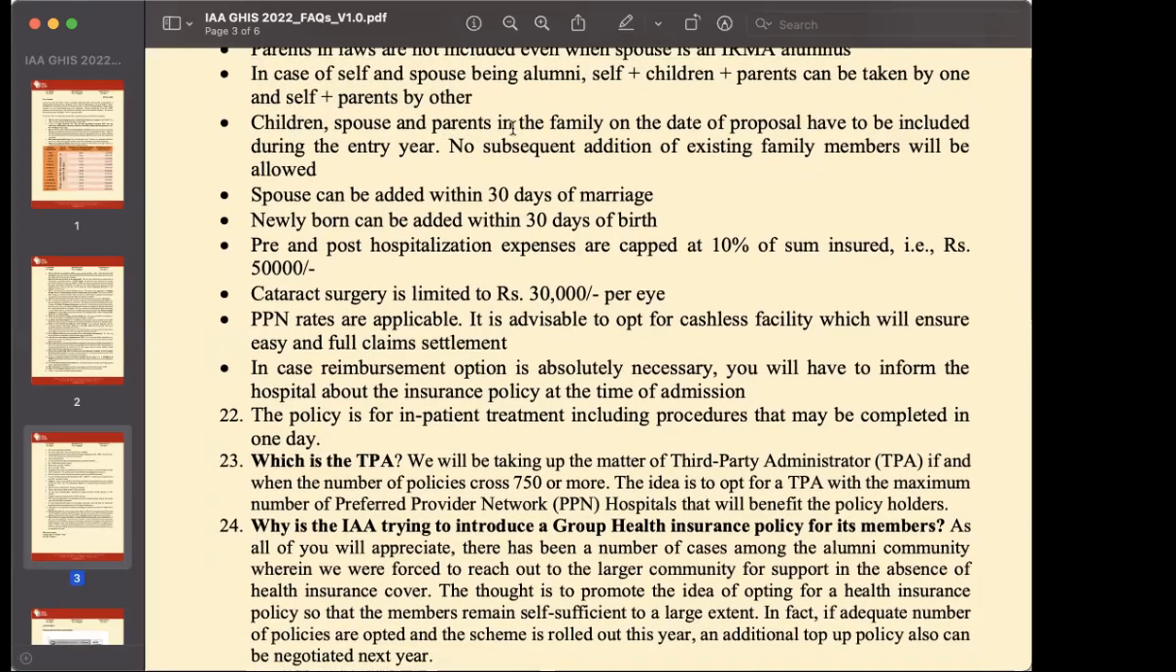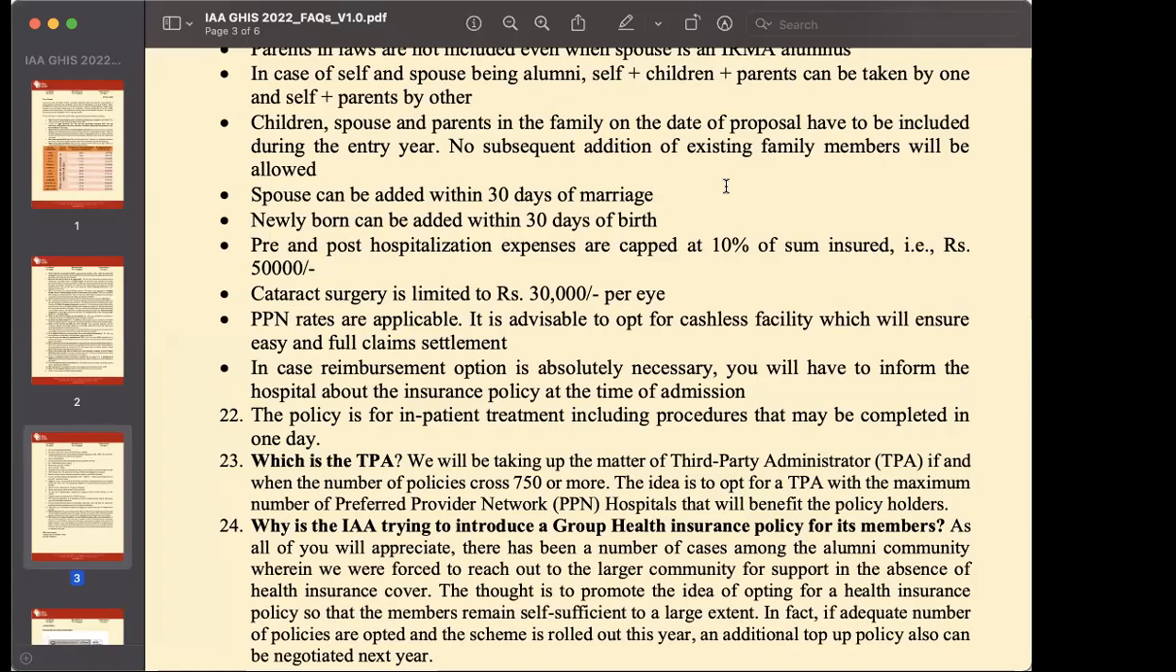Children, spouse, and parents in the family on the date of the proposal have to be included during the entry year. No subsequent addition of existing family members will be allowed. If today I have a child, then I need to include that child right now in the policy. If I don't have, it's perfectly fine. When I have, I will be able to add the newly born child within 30 days of the birth. Similar is the case for a spouse. If I get married, let's say 6 months down the line, within 30 days of marriage, I can add my spouse. But whatever I have right now, I need to add now.